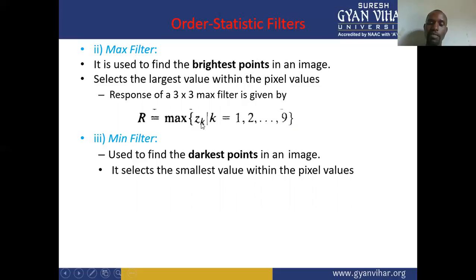and that is obtained by Z of K, where Z is a function and K is equal to any number from 1 to 9, meaning this 3 by 3 filter will have 9 points. Those 9 points will have different pixel values. For example, if the value of K is 1, that is the first pixel, and the first pixel can have the value of 255. The second value of K, which is 2, that is the second pixel, can have the value of 144.